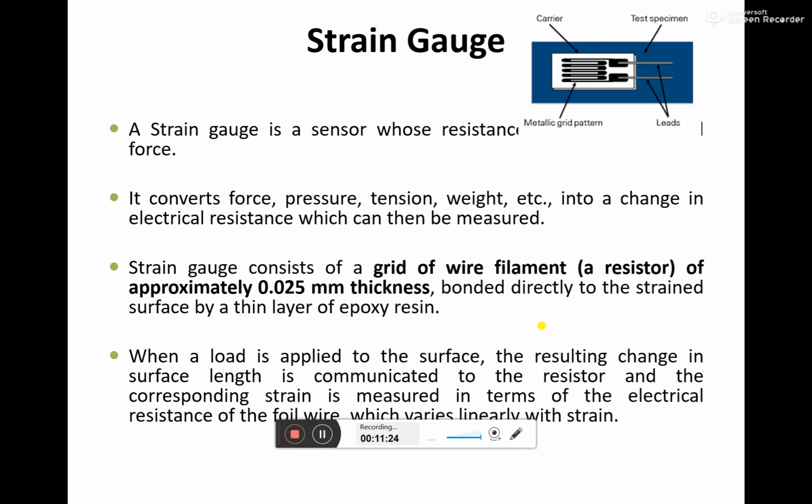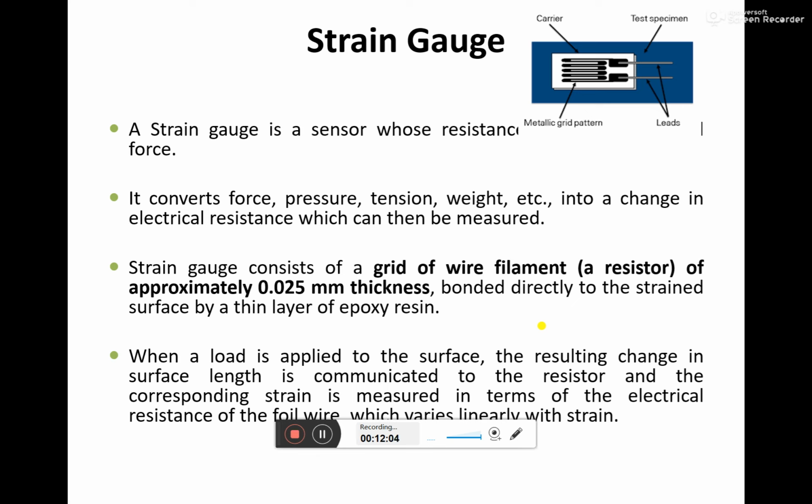Already, one of the other resistive elements is the strain gauge. This strain gauge is a sensor related to the resistive force sensor. It converts force, pressure, tension or weight into a change in electrical resistance. As we saw with elastomers, whenever the strain gauge is subjected to an applied force or pressure, or some weight falls over it, due to the deformation there is a change in the electrical resistance value.